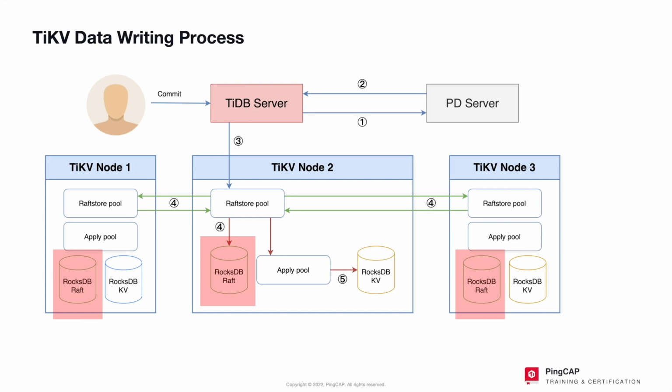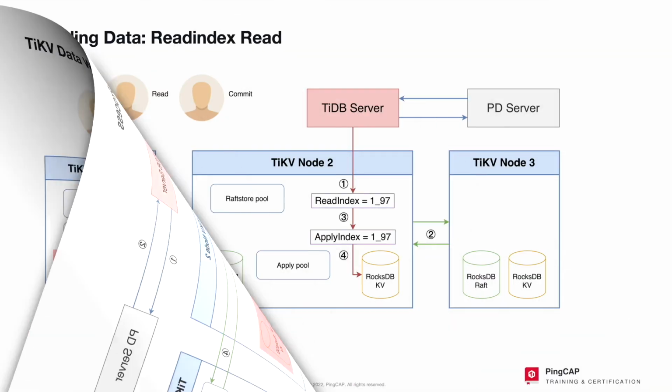Next, the apply pool parses the committed Raft log and applies it to the RocksDB KV instance. The leader then applies key equals 100, value equals Jack to the RocksDB KV and returns write success to the client. After that, our client's commit succeeds and other sessions can read this data.